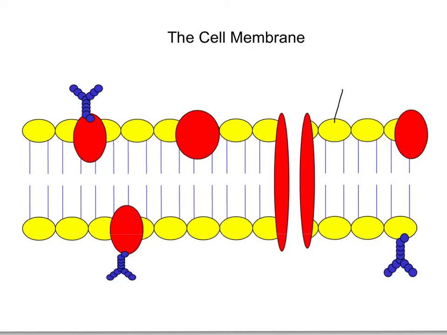Now this one here is what we call a phospholipid. Now you'll notice that it's a yellow dot with two blue lines. So this yellow dot represents a hydrophilic, a water-loving head, and the two blue lines represent a hydrophobic tail, a water-hating tail that points inwards. Now you can see that we have one layer of phospholipid here, a second layer here, so this forms a bilayer. So we say that the cell membrane has a phospholipid bilayer.